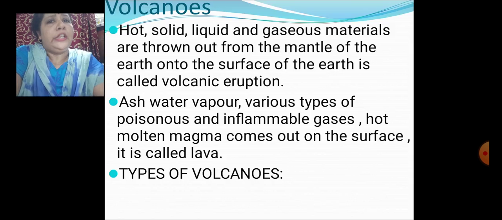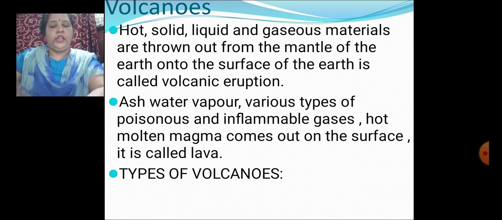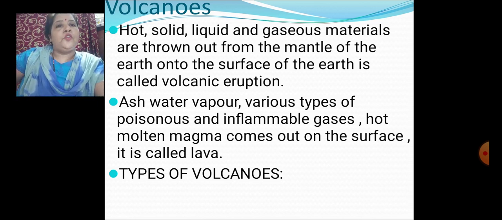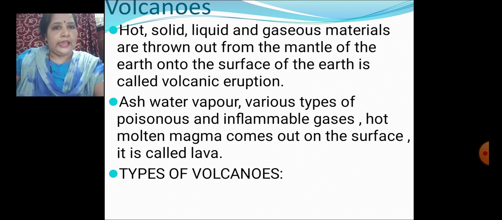Now, what is a volcano actually? In your 8th standard, you will have learned about the mantle. There is an upper mantle and there is a lower mantle. In the upper mantle, we know that there are magma chambers. Lava comes out from these magma chambers onto the earth's surface. That is what is called a volcano. So let's learn about this volcano in detail.